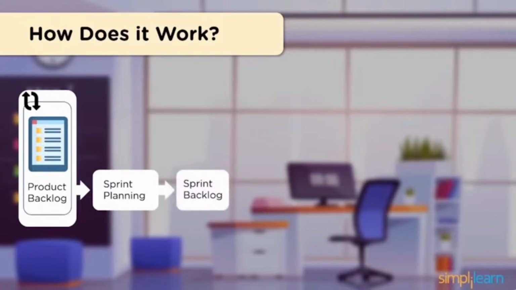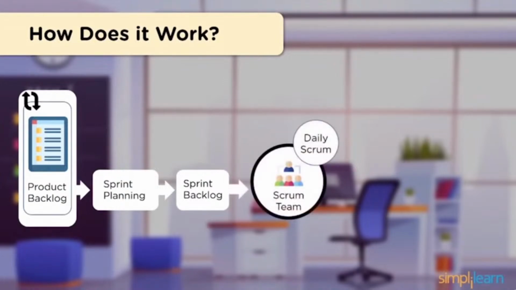Next, the tasks that were discussed in the previous phase are added to the sprint backlog. This is a set of tasks which will be focused on in the ongoing sprint. Following this, the Scrum team, which is usually 5 to 9 members strong, will work on these tasks. Now, they also have regular Scrum meetings where they talk about their victories, the issues they face, and what they plan to do in the next 24 hours.